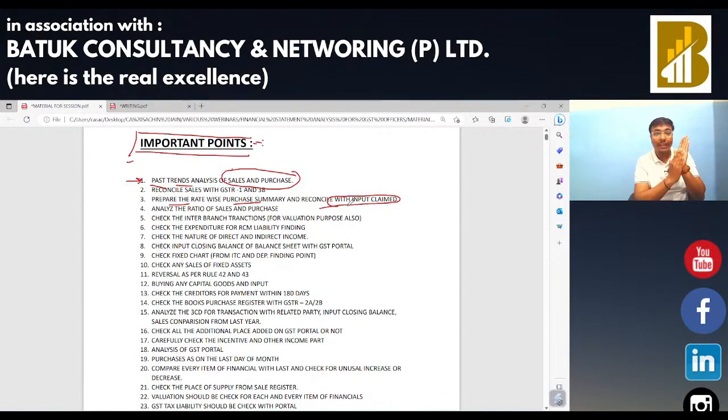First we need to check whether the purchases in the financial statement and the purchases as per the sheet generated from the software are matched or not matched. If both are matched, in that case we are going to reconcile the same with the GSTR 3B return. You got the point, sir?